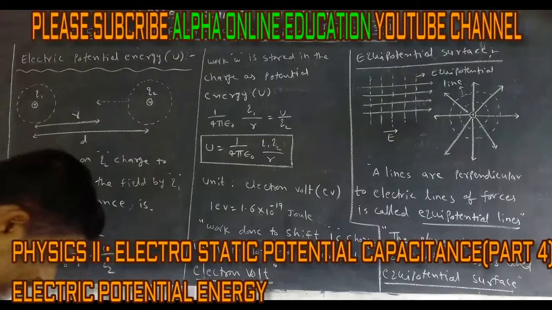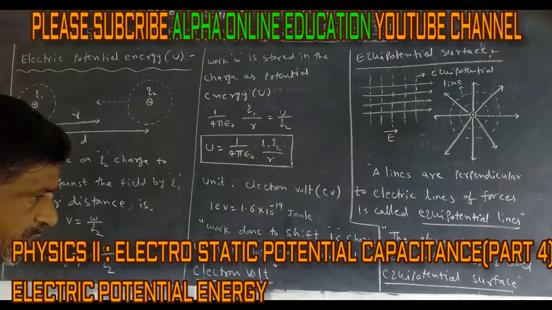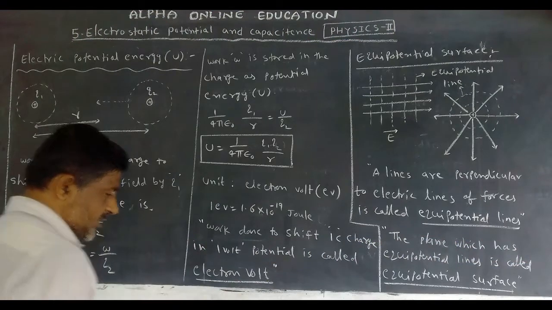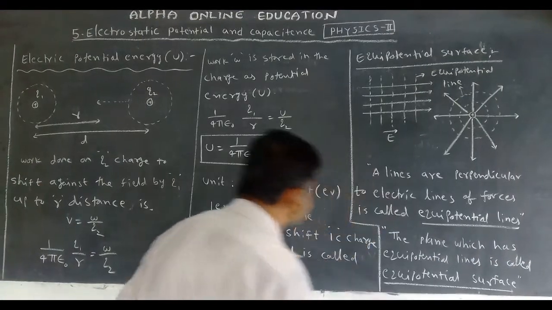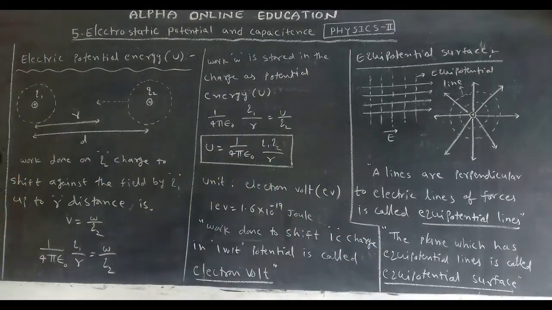Energy that we studied in first year, but that is gravitational potential energy. Now in this class we are discussing electric potential energy. But how can we write the electric potential energy?